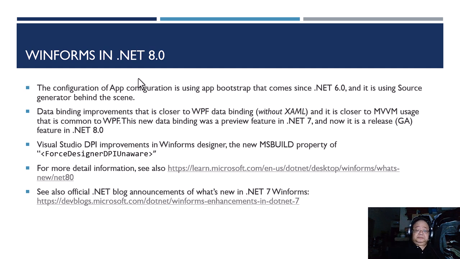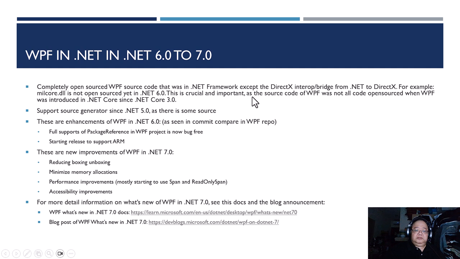Okay, we all know that WinForms has almost equal features of data binding when compared to WPF. It is trying to be as close as possible to the MVVM usage pattern. So there is a DPI improvement, like we have a Force Designer DPI unaware on the MS build. We have here more details about new features in .NET 8 and in .NET 7 for WinForms. Now, what's new in WPF?